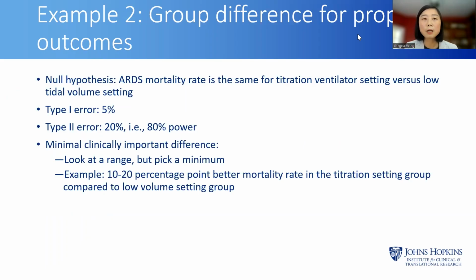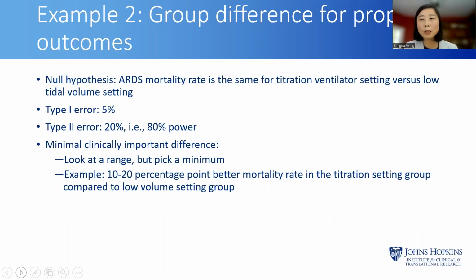Then for the sample size calculation, what are the assumptions? The null hypothesis is that the ARDS mortality rate is the same between the two settings. And then we have the normal type 1 and type 2 errors set here. What's different from the last example is that here we don't really have a set value for the minimal clinically important difference. So the researcher has to look at a range, but then pick a minimum for this calculation.